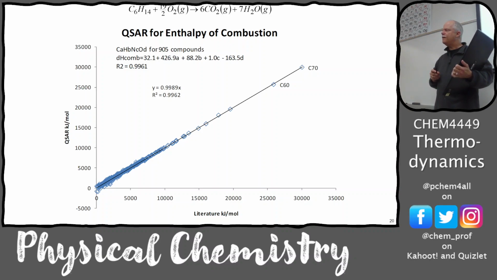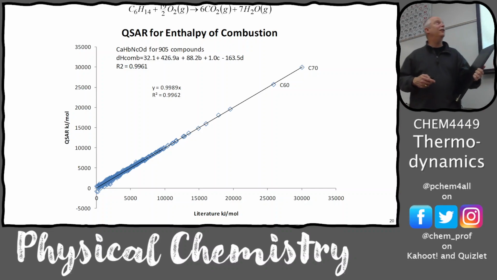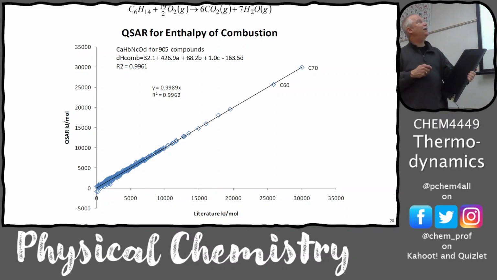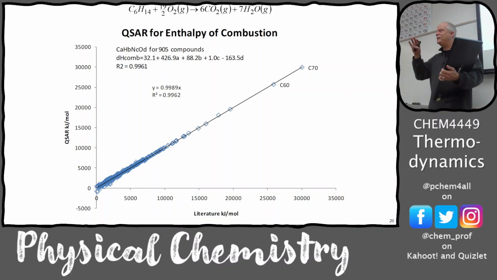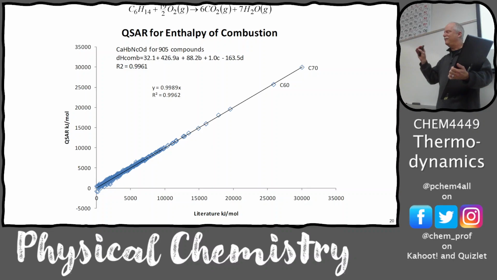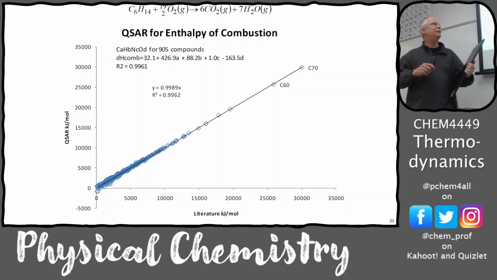40-something. 40. Okay, was that about? Yeah. Maybe you added a few extra on your own or whatever, but it was around 40. Well, over several years, when preparing that lab, I kept adding compounds, and I got up to over 900. So I have 905 compounds in my spreadsheet, and I went into the CRC and I grabbed the enthalpy of combustion for all of those compounds, and I made this chart.